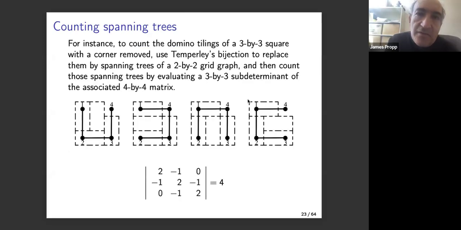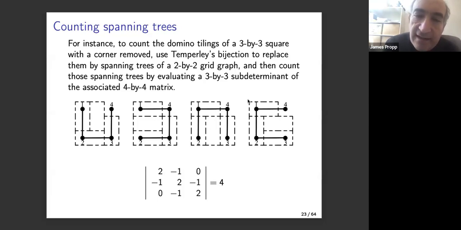So for instance, to count the domino tilings of a 3 by 3 square with an upper right corner removed, this bijection, due to Temperley, gives us spanning trees of the 2 by 2 grid graph. Now we can easily count the number of spanning trees of the 2 by 2 grid graph, so you just see them right there. We've got basically 4 vertices and 4 edges, and a spanning tree just removes one of the 4 edges. There are 4 ways to do that. The more labor-intensive way is to set up the 4 by 4 determinant, cross out a row and a column, and look at a 3 by 3 matrix determinant and get the answer 4.